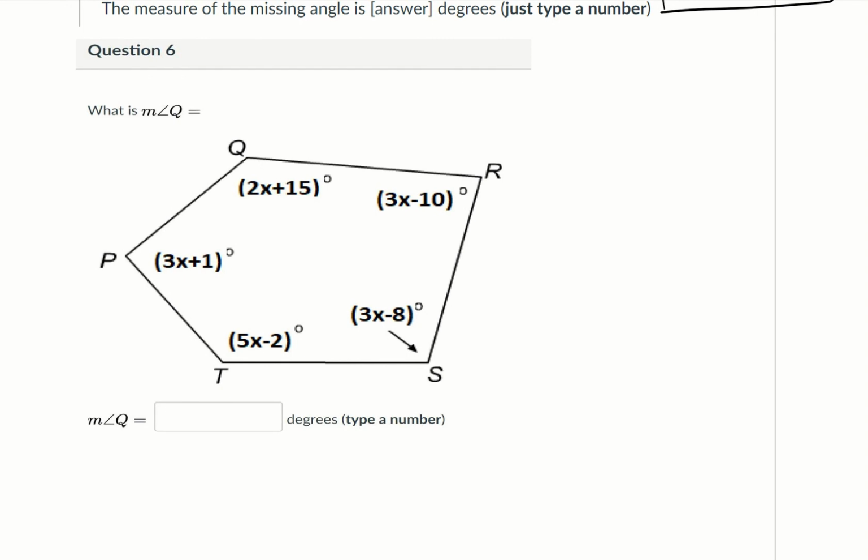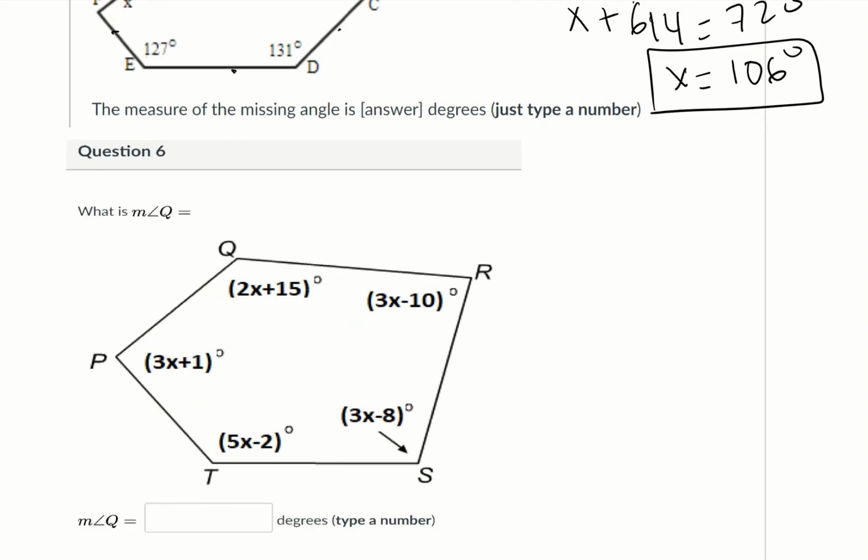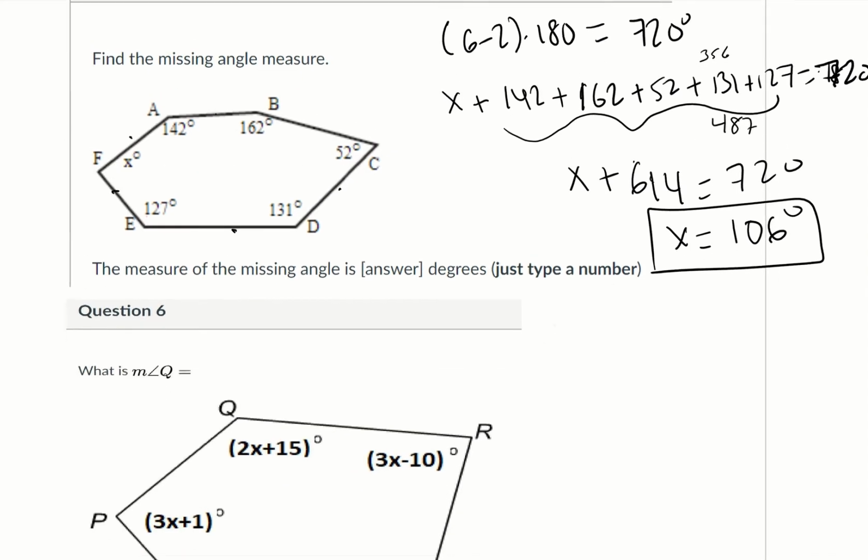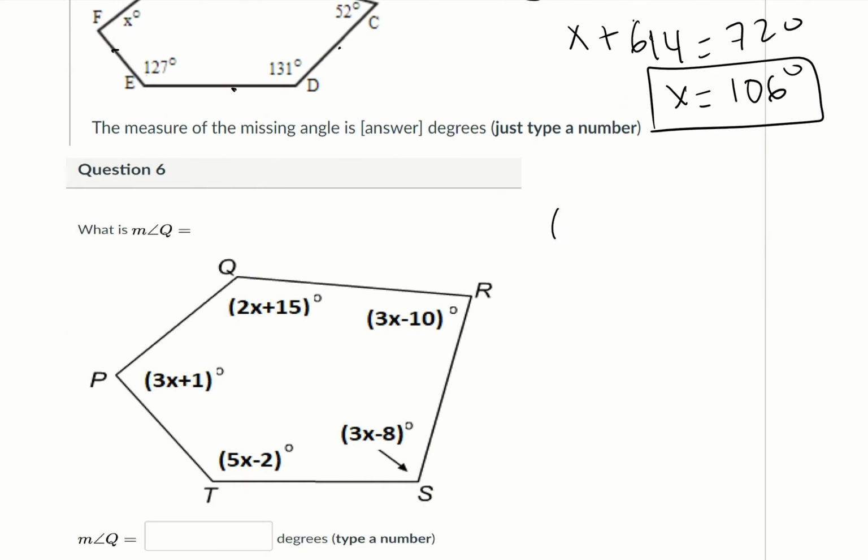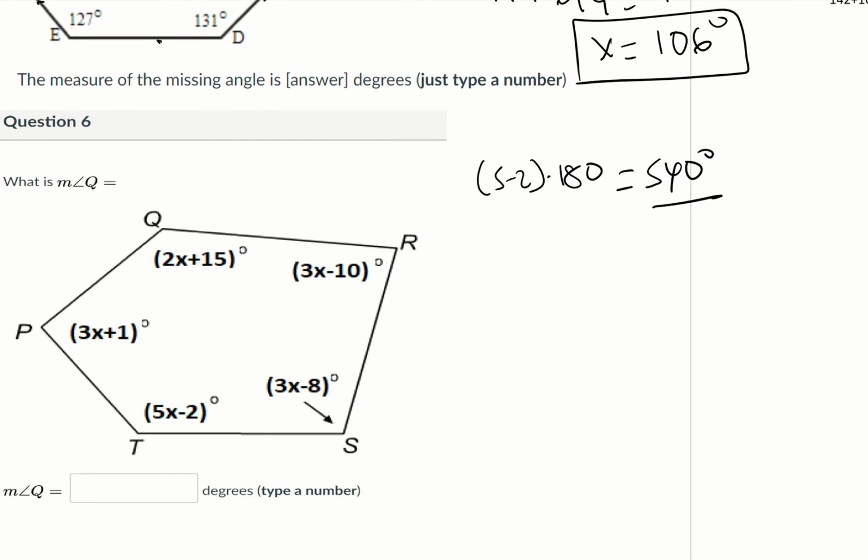All right, number 6, what is the measure of angle Q? Again, this is very similar to what we've been doing. We add up the angles, and then since this is a pentagon, because it's 5-sided, we can use the formula for 5 instead of 6, and that'll give us 540 degrees. So these angles have to add up to 540.